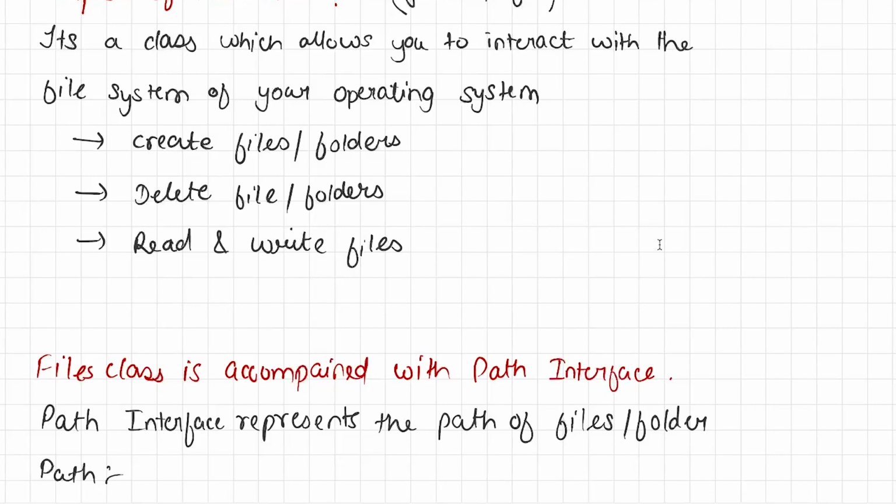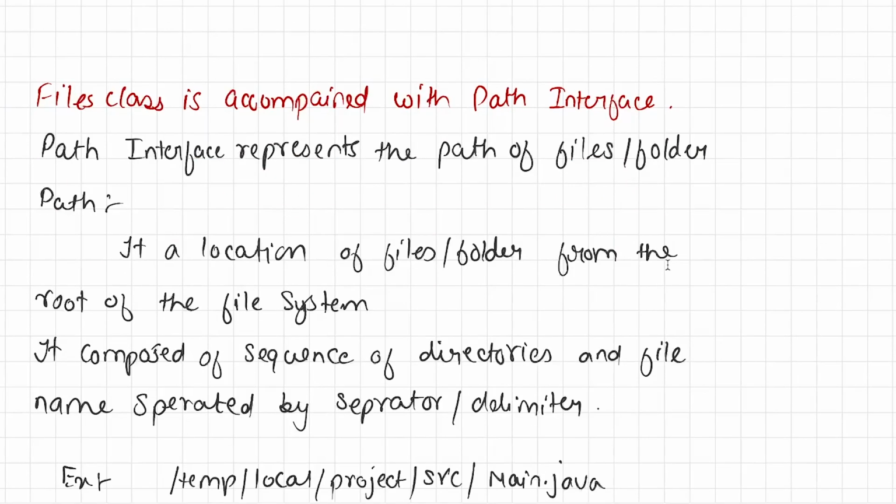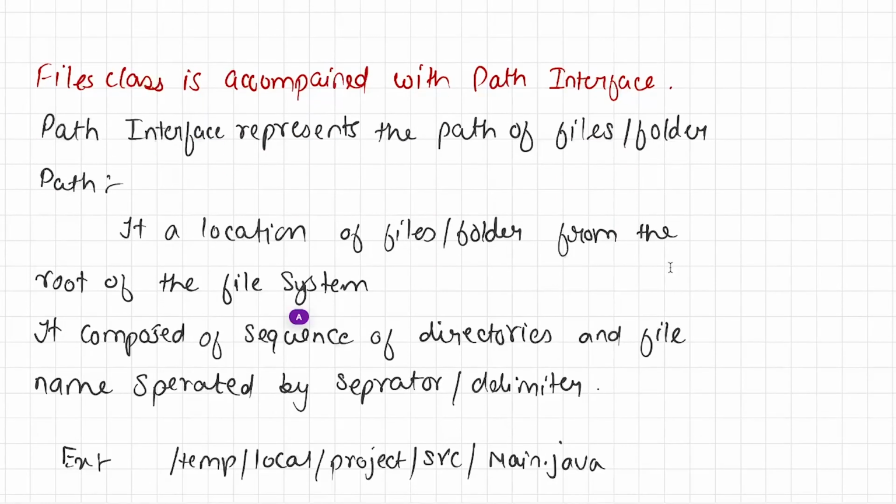So basically we are not going to study only this class. Usually this class is accompanied by an interface, and that is the Path interface. Now what does the Path interface mean? So guys, the Path interface represents the path of files and folders. Now you may ask, what is a path? So guys, a path is nothing but the location of a file or folder from the root of the file system to the specific file or folder.